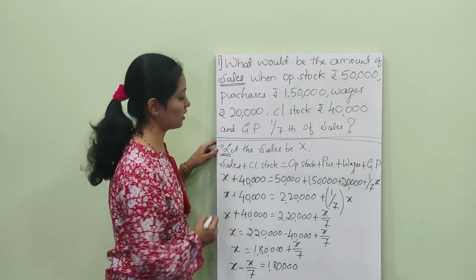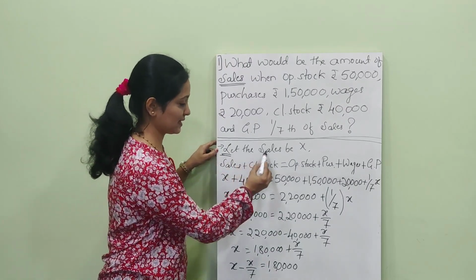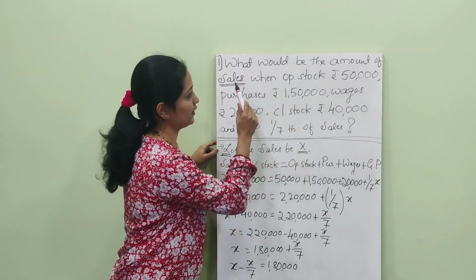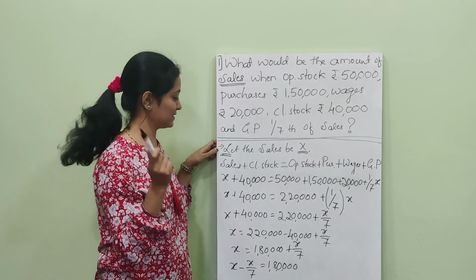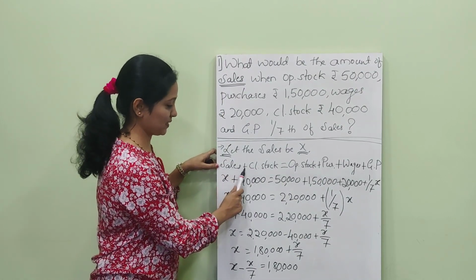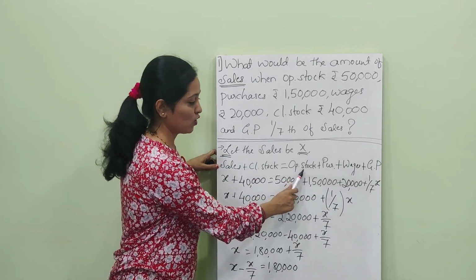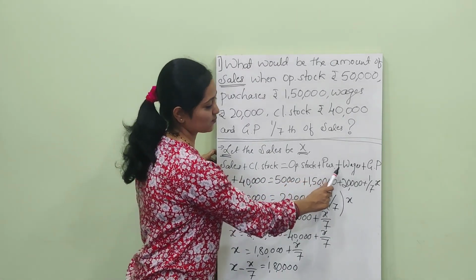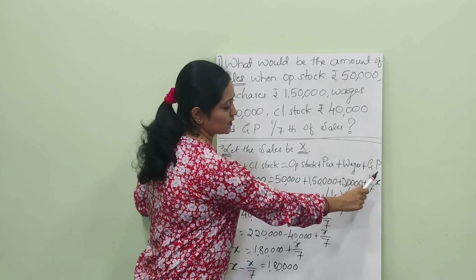First we have to solve the problem like this. Let the sales be X because we don't know the sales. We need to calculate the sales. Then the formula is sales plus closing stock is equal to opening stock plus purchases plus wages plus gross profit.